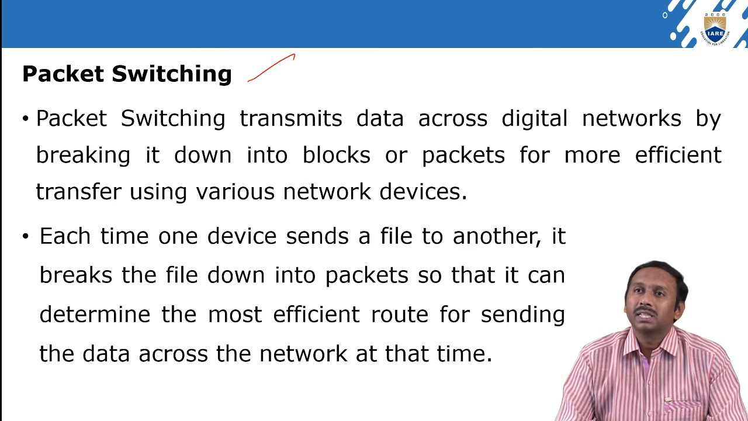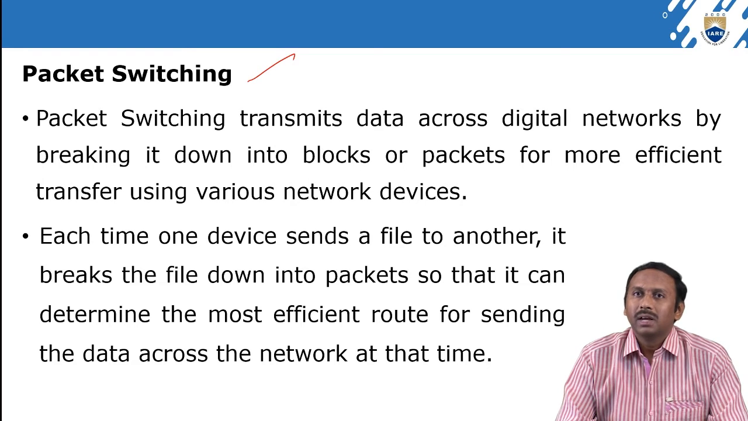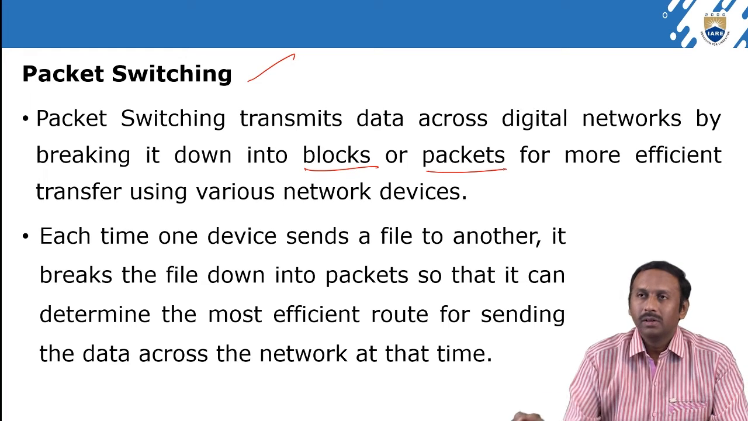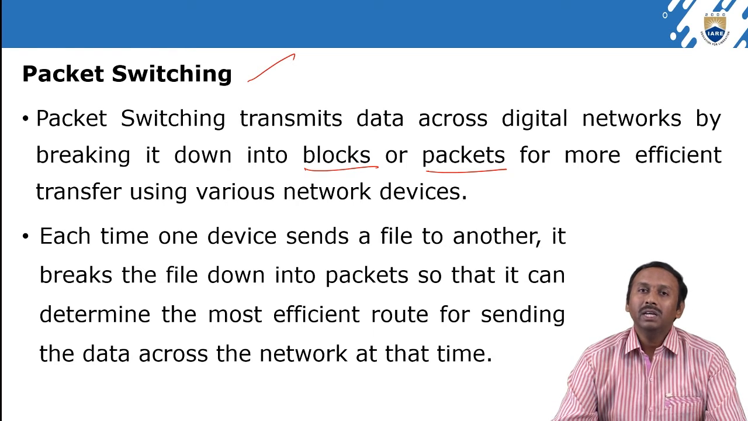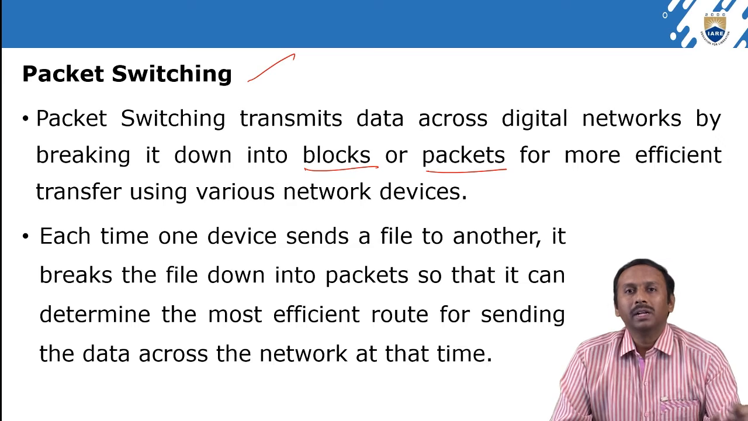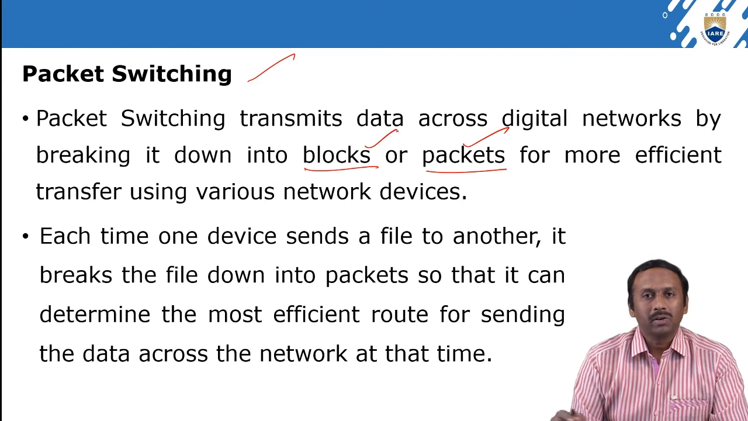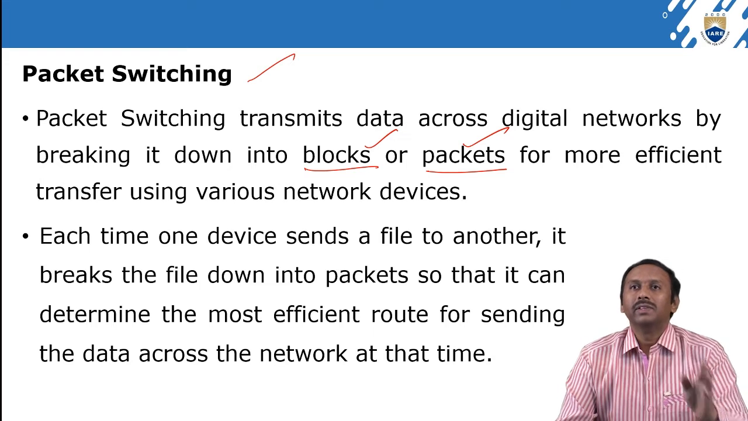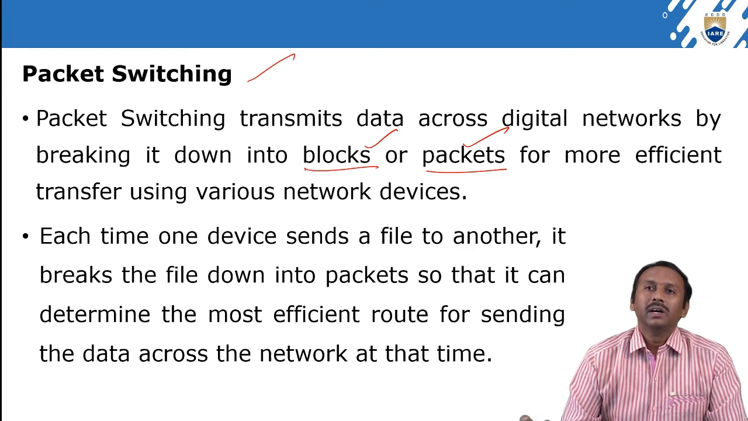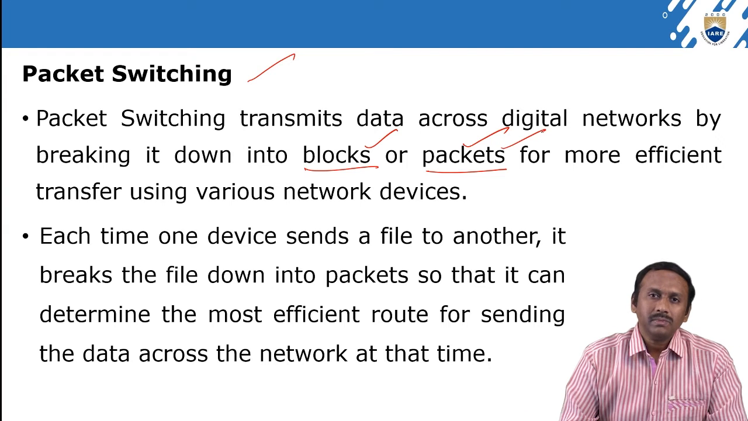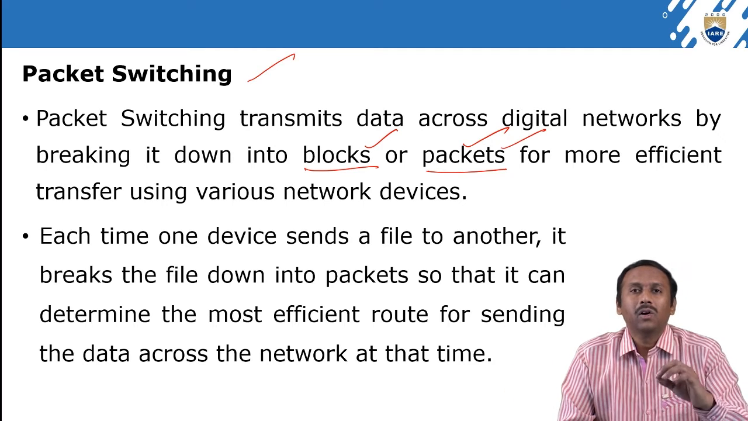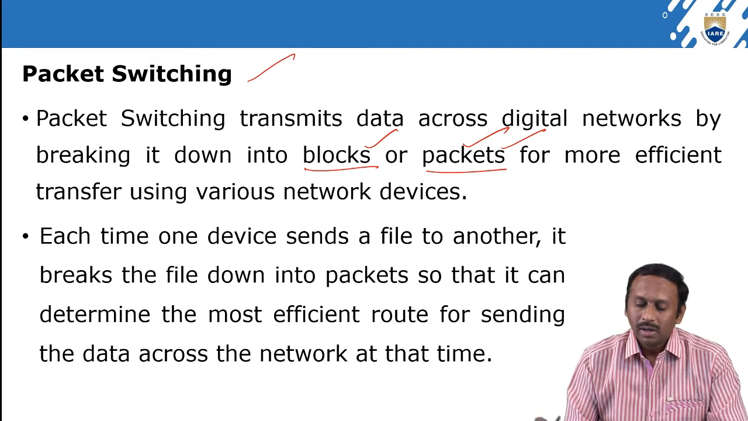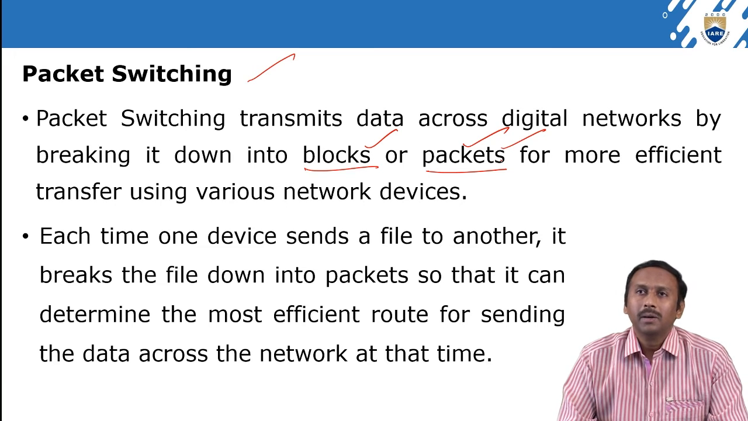Packet switching transmits data across digital networks by breaking it down into blocks or packets for more efficient transfer using various devices. Here the data can be represented in the form of packets or blocks. During the transmission, with the help of packet switching, the data is represented in the form of packets. Even if it is data units, it will be made into data packets, or blocks we can call them, and those will be transmitted through packet switching.